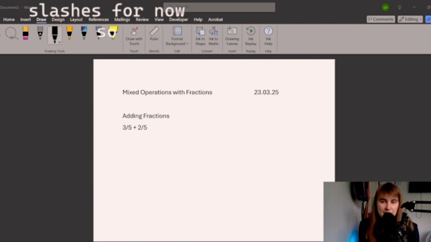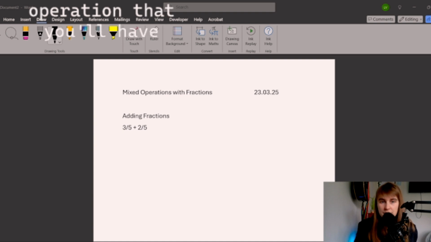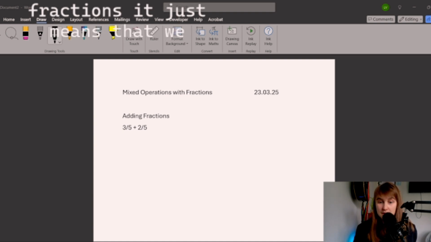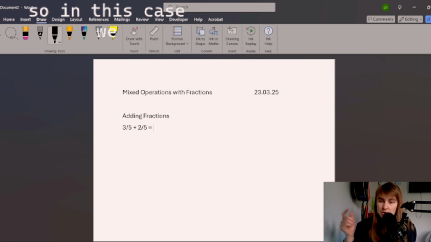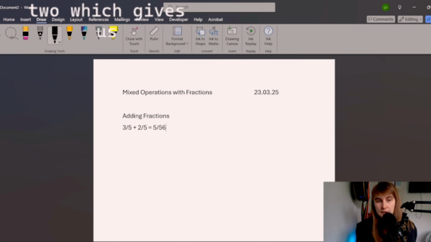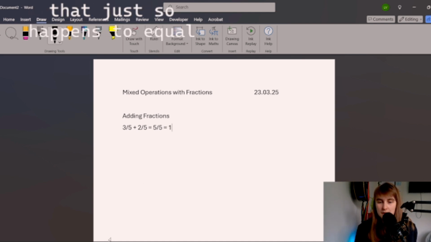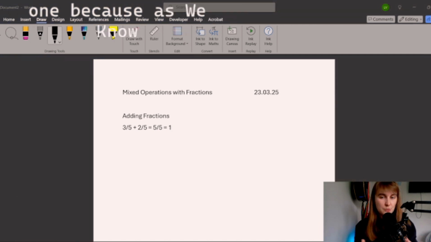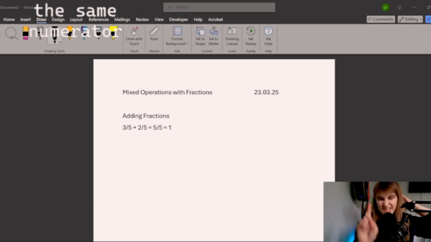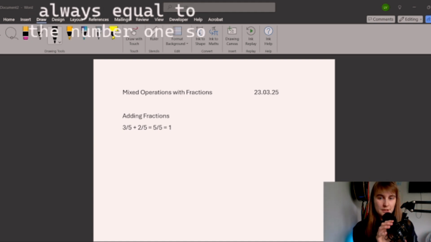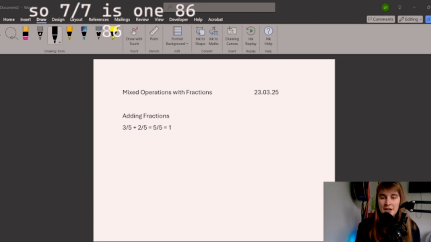So when they have the same denominator, this is kind of the simplest operation that you'll have with fractions. It just means that we add the numerators together and the denominators remain the same. So in this case, we do 3 plus 2, which gives us 5, and the denominator is also 5. Now that just so happens to equal 1, because as we know, again, a little bit of an assumed knowledge there, any fraction that has the same numerator and denominator is always equal to the number 1. So that's just something to note. So 7/7 is 1, 8/8 is also 1.